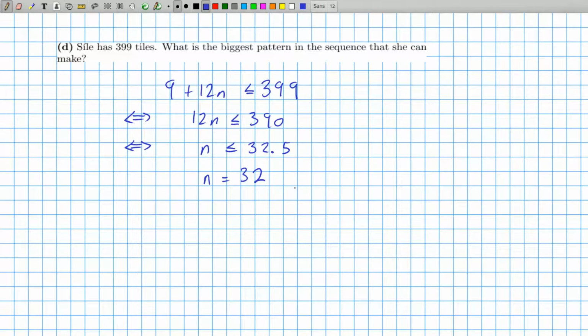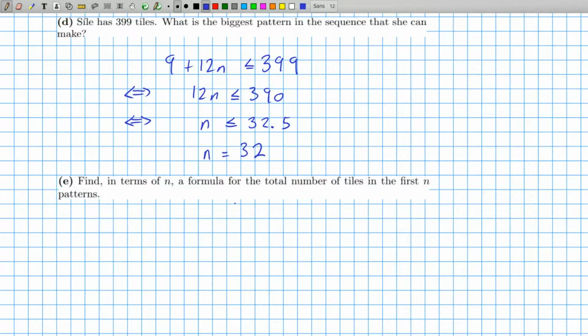So she can make the 32nd pattern in this sequence, and you don't need to figure out exactly how many tiles are in that. It might be of interest to you if you're just practicing with this question. I wouldn't bother with it in the exam unless they ask you to do it.